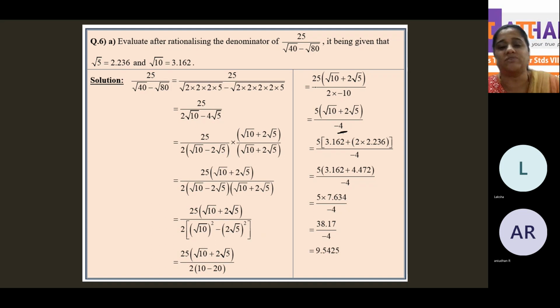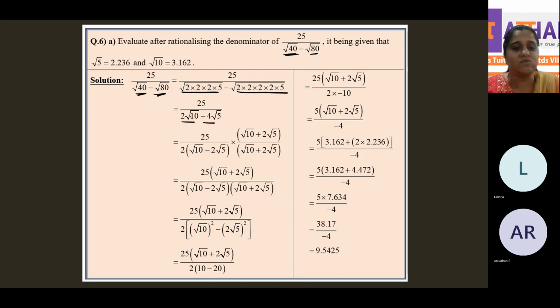At this point, you should substitute the values. What is given? Root 5 and root 10 is given, no? So substitute the value of root 10 and root 5, and then the usual number. I'll repeat. First step is root 40 and root 80. You must find their factors like this, and then from 2 equal factors, 1 will come out. So you will get these numbers.